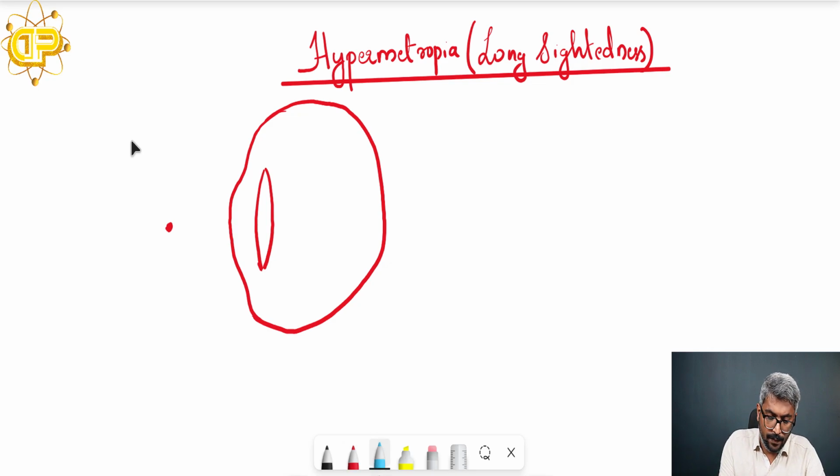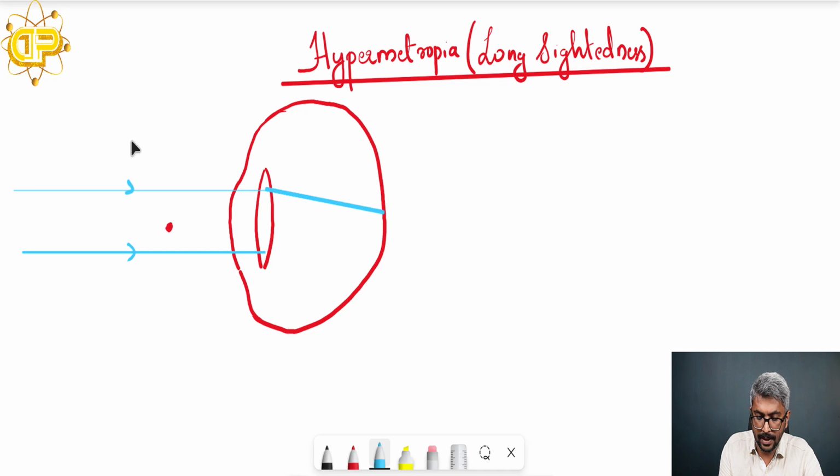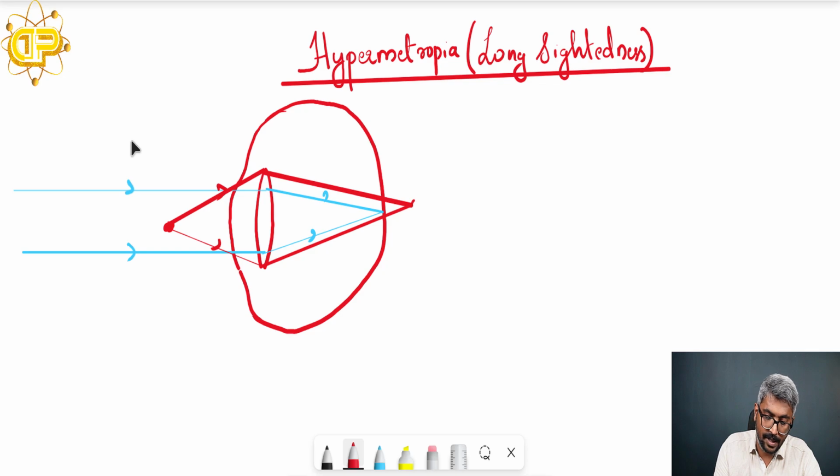And far objects: the light rays from the far object will be falling parallel. There will be no issue there, and it falls like this without any difficulties. But what happens if something is kept here? Light rays fall, converge, and fall somewhere at the back side of the retina. So you cannot see the object clearly.